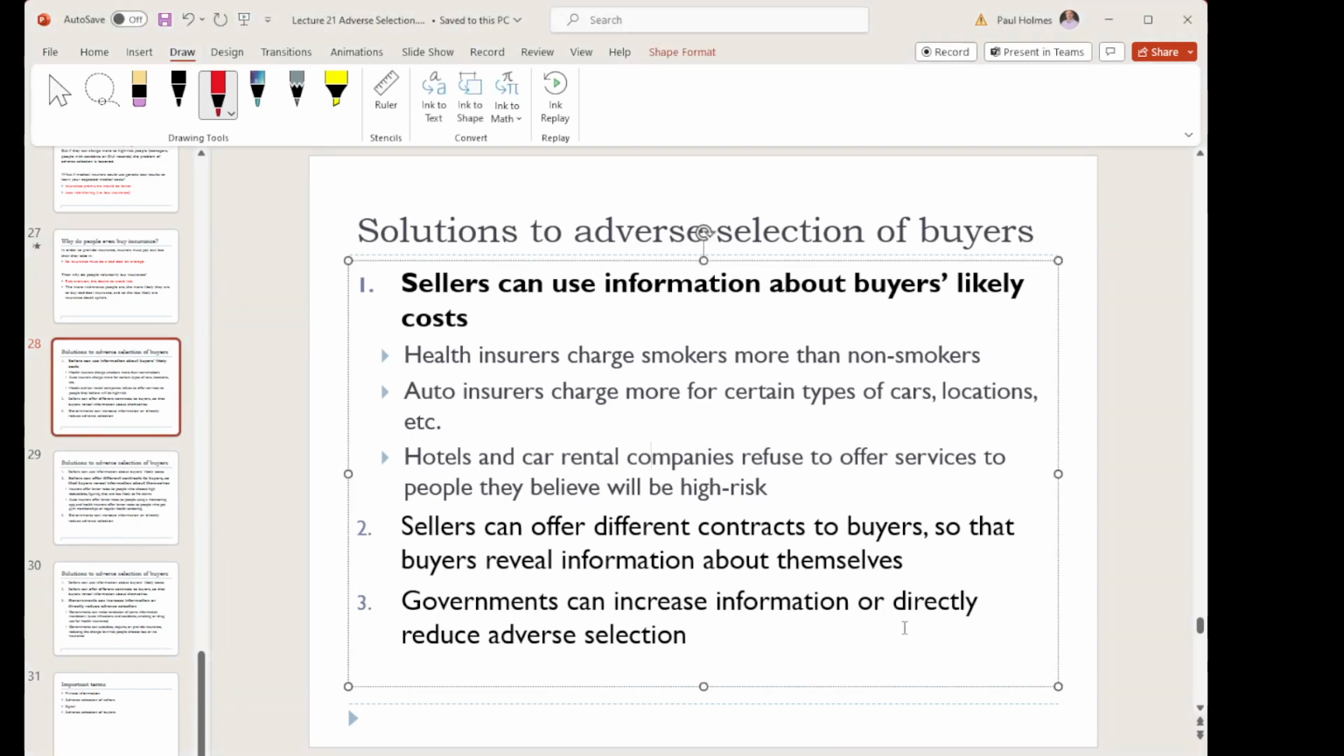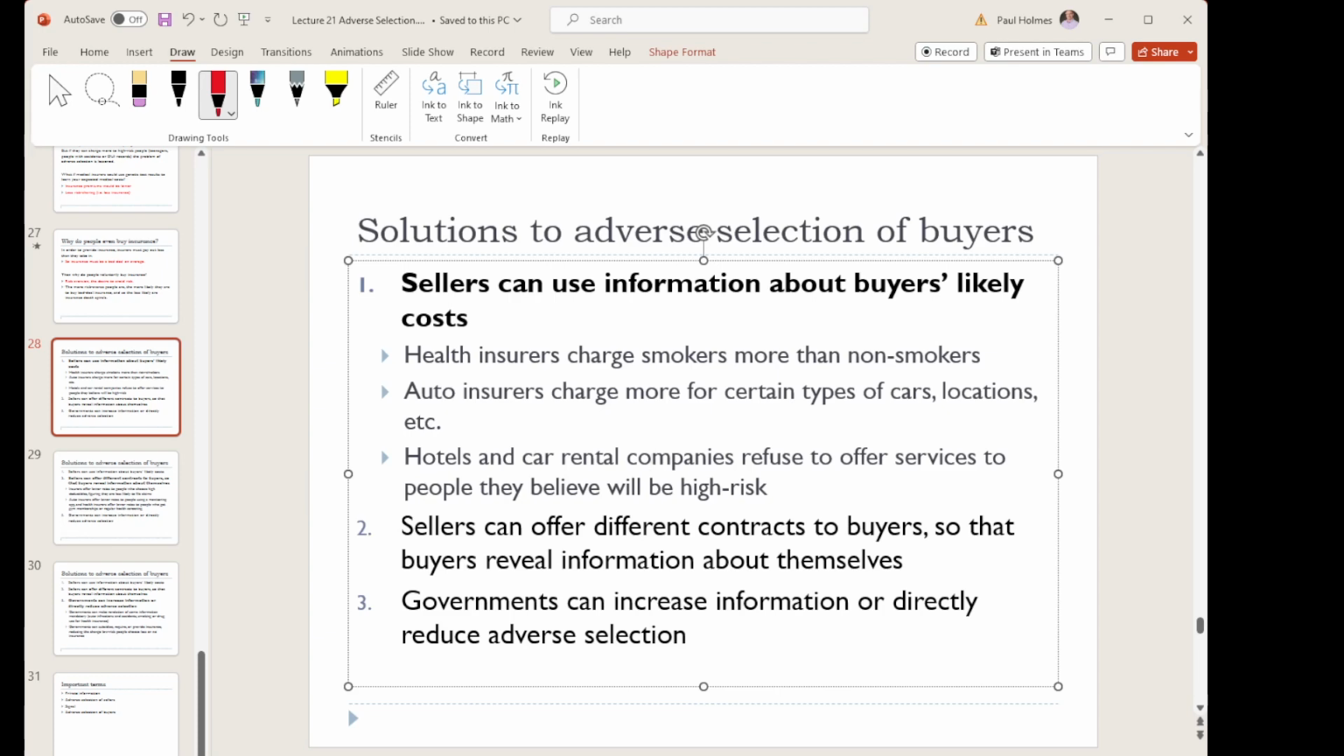Third one on the list is kind of an interesting one. Hotels and car rental companies sometimes refuse to rent to people they would consider high risk, but some of those groups may be a little surprising to you. For car rental companies, it's pretty common to refuse to rent to people who are young and don't have an extensive driving history, and that's simply because they're likely to have an accident, especially when they're driving a car that they're not familiar with.